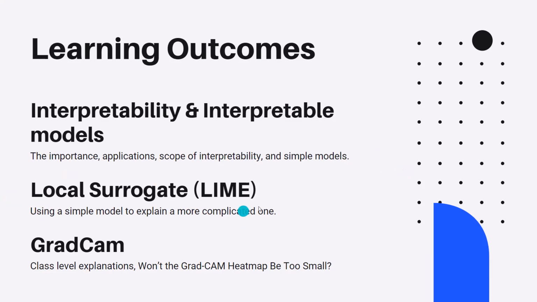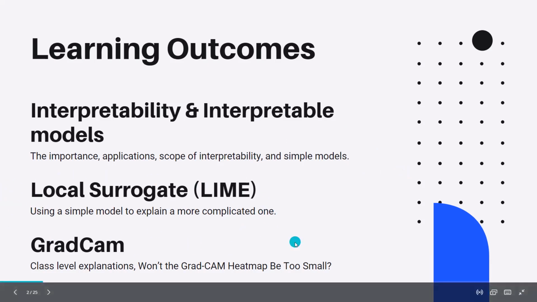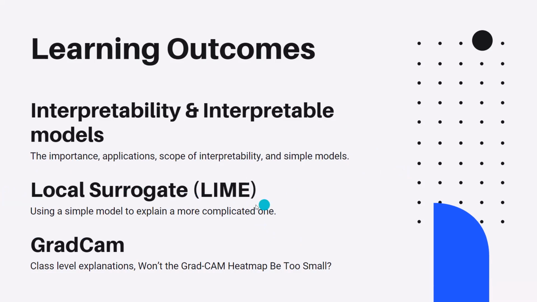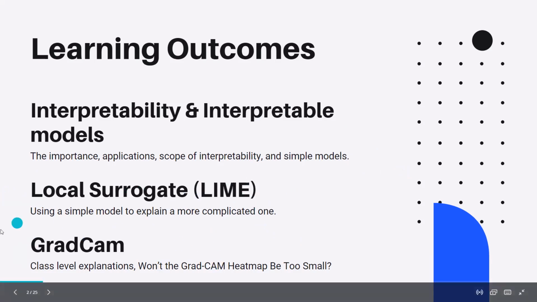Then we will speak about one method for interpreting all types of data, which is called LIME. And then, of course, we will speak about GradCam, which is the hot new thing for computer vision interpretability.